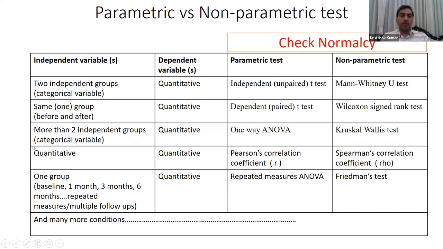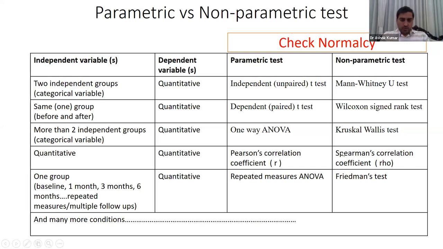If our independent variable is also quantitative and dependent variable is also quantitative, in this condition we have to do correlation coefficient. One variable is increasing, okay? So what about the other variable? Is it increasing or decreasing? There is a relationship. It may be positive or negative. If both quantitative variables are normally distributed, we should go for Pearson. Otherwise, we should go for Spearman rank correlation coefficient rho.